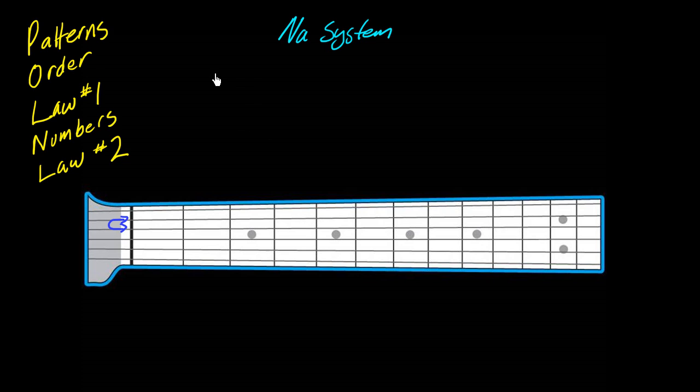Here are what the numbers mean. Number 1 is the major scale. Number 2 is the Dorian mode. If you're not familiar with modes, you can go learn about them somewhere else.